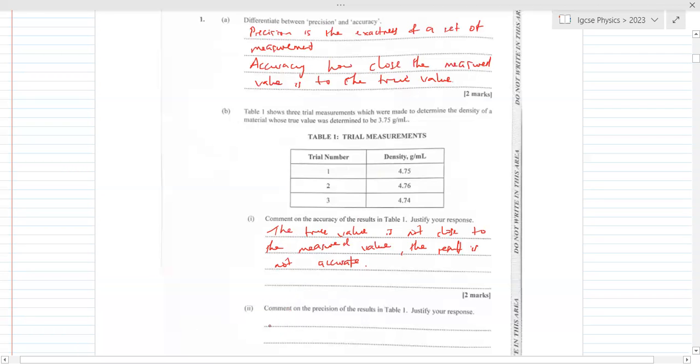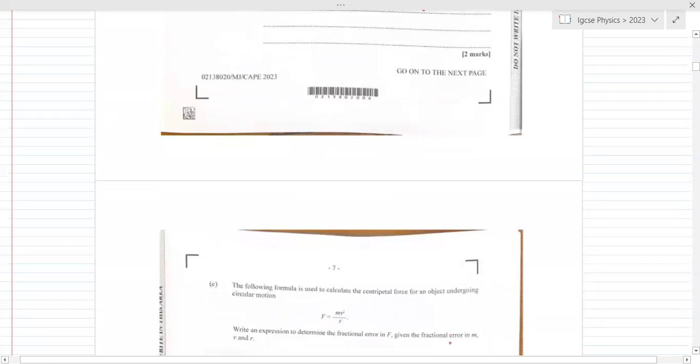All right, so we can say that the results are precise since they are close to each other. So that's what I would put for such an answer. Of course, this is not the mark scheme, so obviously they might word the thing differently.